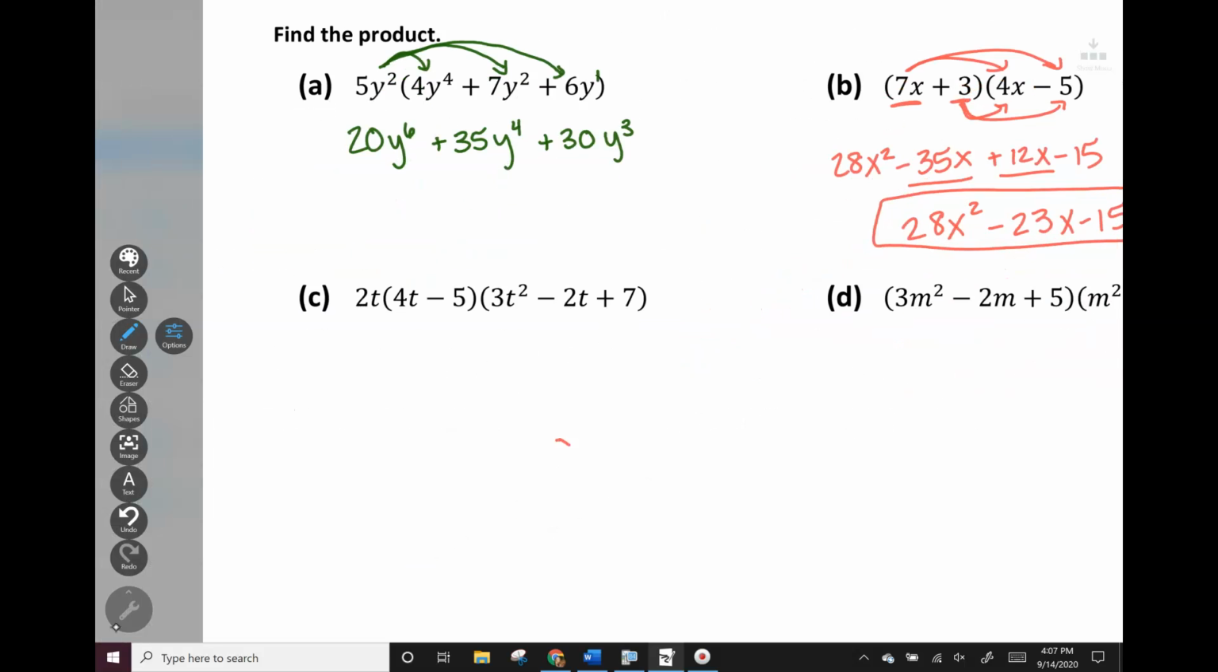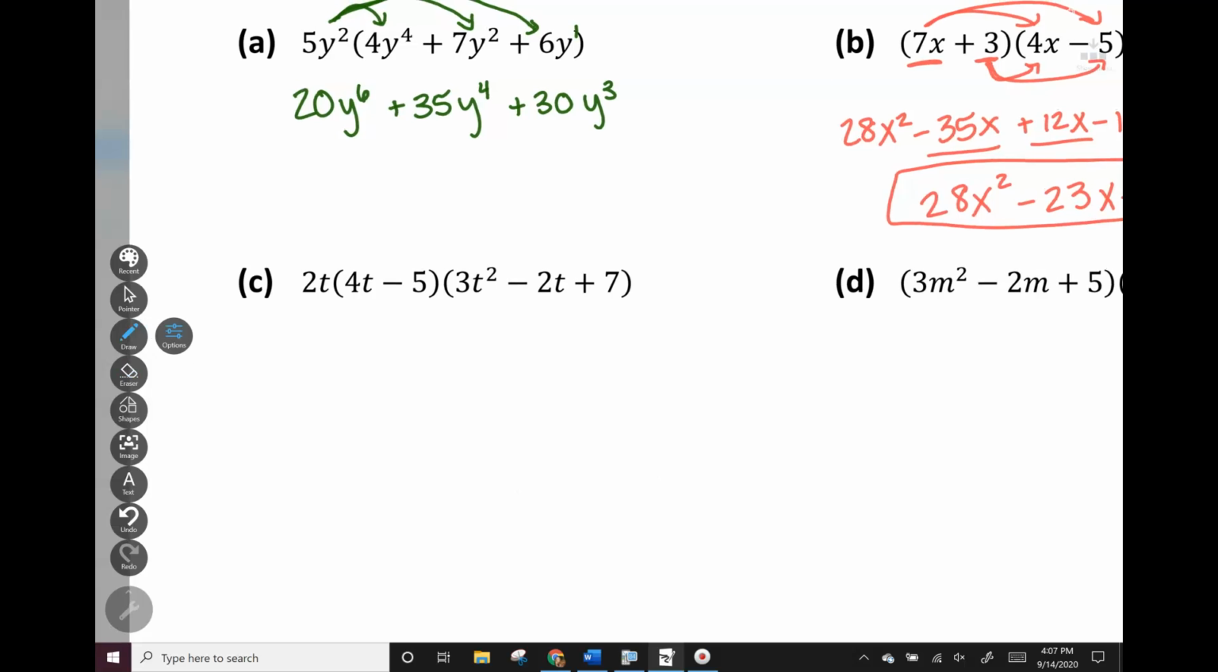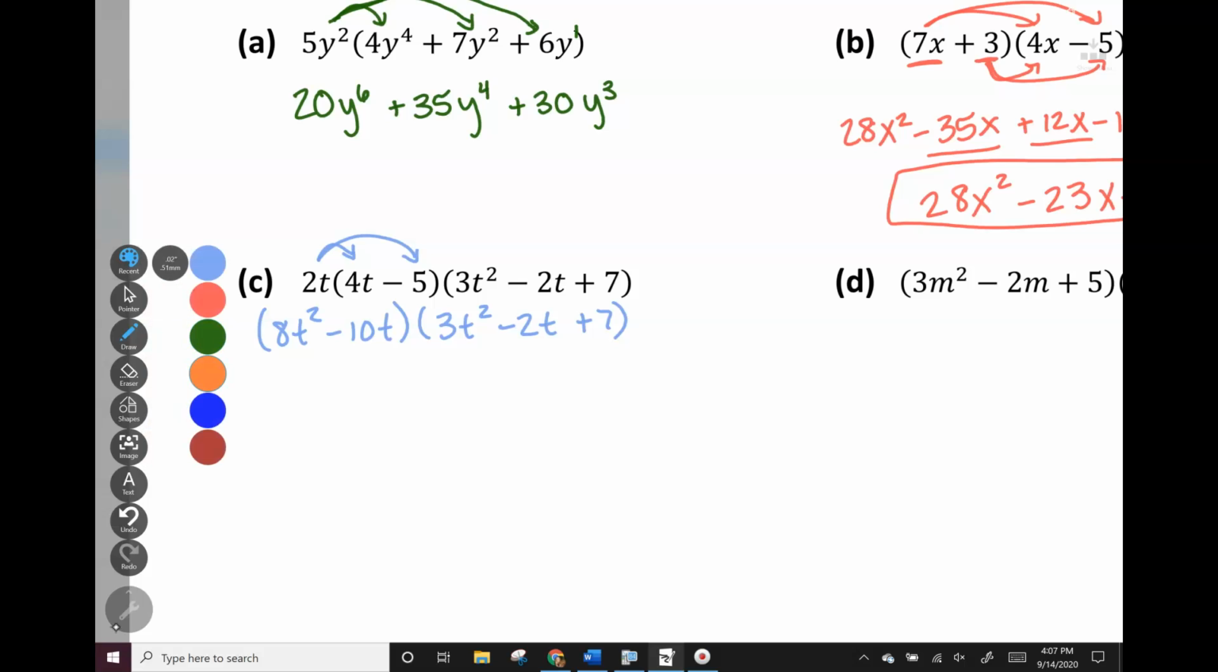All right, looking at C, we've got distribution, and then we're going to have to FOIL. Okay, so first, just take this one step at a time. We're going to distribute the 2t to both terms. So that should give us 8t squared minus 10t. Rewrite that second polynomial. Okay, now second step, we're going to FOIL here. We're going to distribute each of these terms to all 3 of these terms.